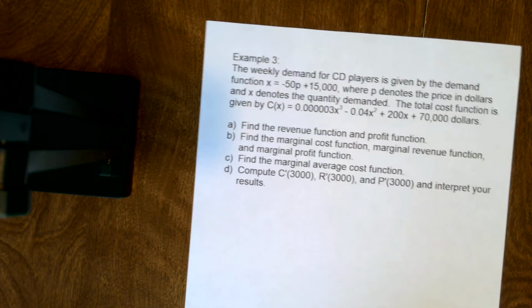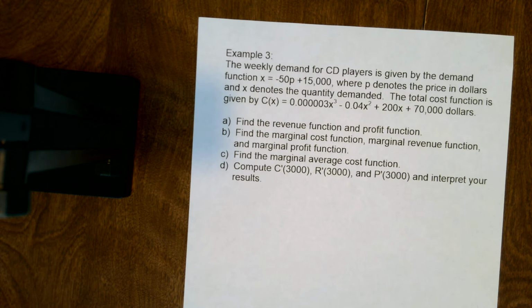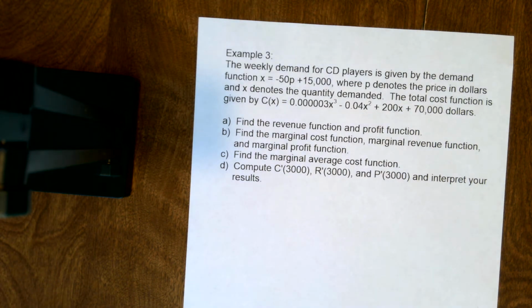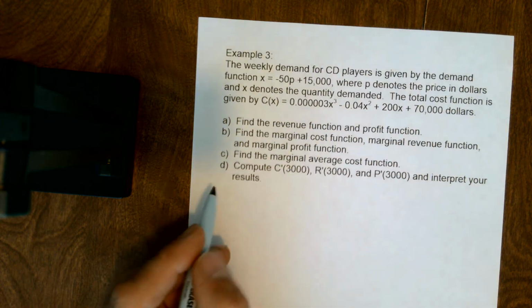And in example 3, we're going to throw it all together. This is kind of like a culmination of where we would ever use all of this stuff in one problem. So here we have a weekly demand for CD players. It's given by the demand function x equals negative 50p plus 15,000, where p denotes the price in dollars and x denotes the quantity demanded. The total cost function is C of x equals that big long function. Can we find the revenue function and the profit function for part A?